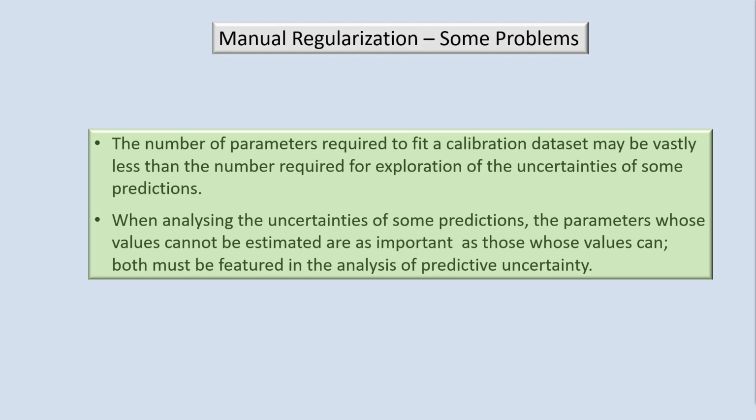In fact, if a prediction is sensitive to a parameter that can't be estimated, that will add to the uncertainty of that prediction. Yet, when undertaking manual regularization, the parameters that can't be estimated need to be removed from the inverse problem. So presumably they have to be added back into the problem when I'm doing post-calibration uncertainty analysis. But am I adding in enough parameters to that post-calibration uncertainty analysis process? We can never be sure.